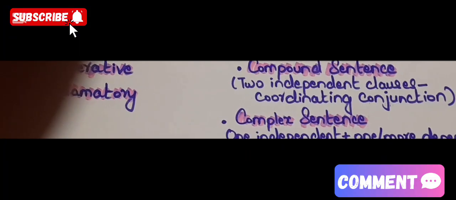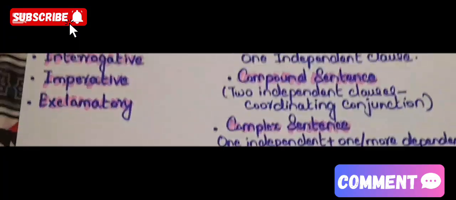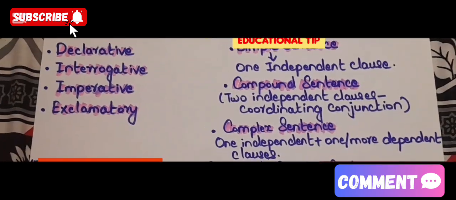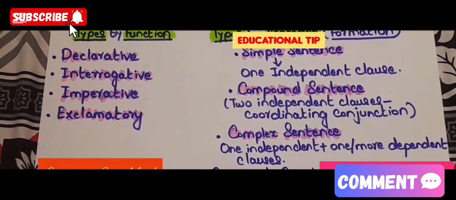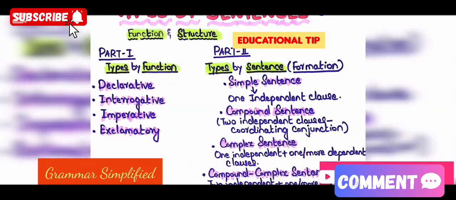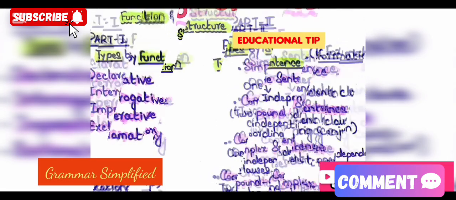Now, let me share the final tip with all of you. Now, we have already discussed types by function and types by structure as well. Now, types by function, we need to remember why a sentence is written. And when I talk about structure, it says how the sentence is built.